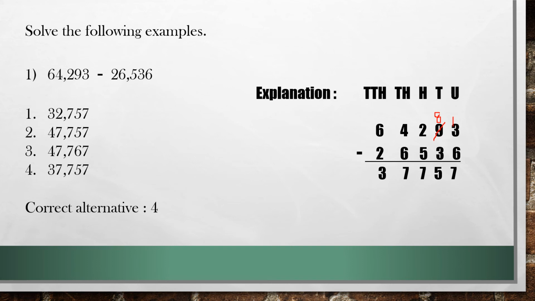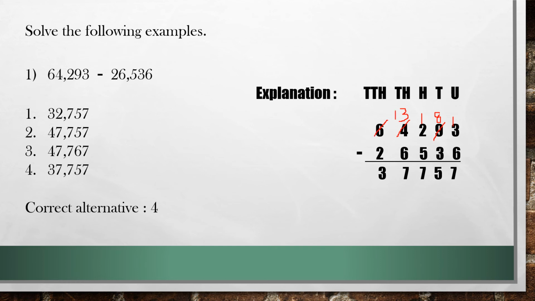Then 8 minus 3 is 5. Now 5 from 2 is not possible, so again we need to borrow from this number. So we will take 1 from this 4, so this becomes 3 and this becomes 12. 12 minus 5 is 7. 3 minus 6, is it possible? No. So we will borrow again.